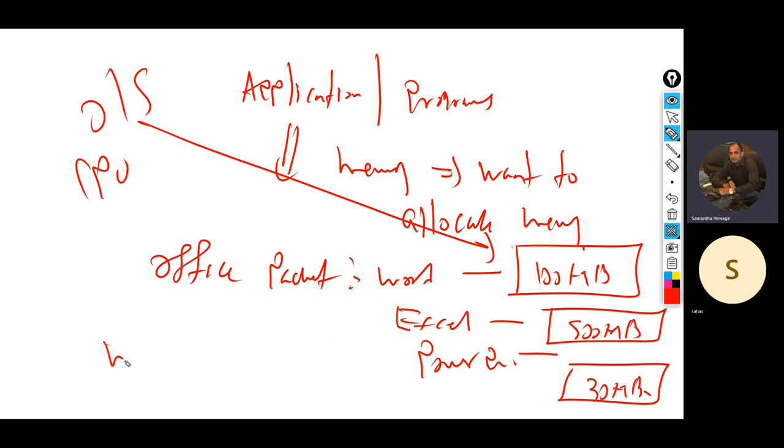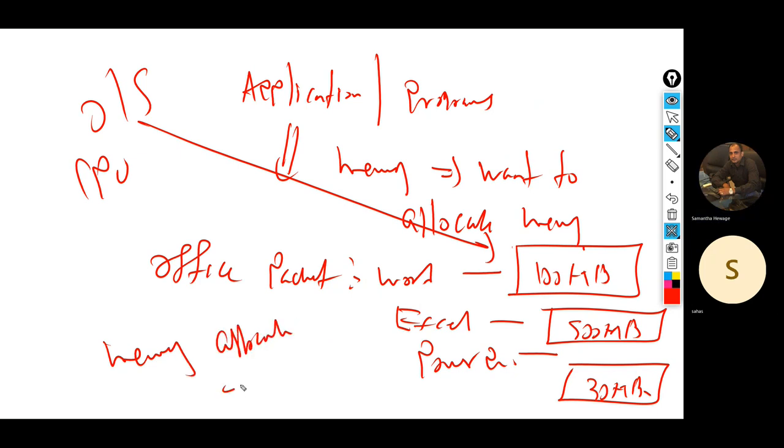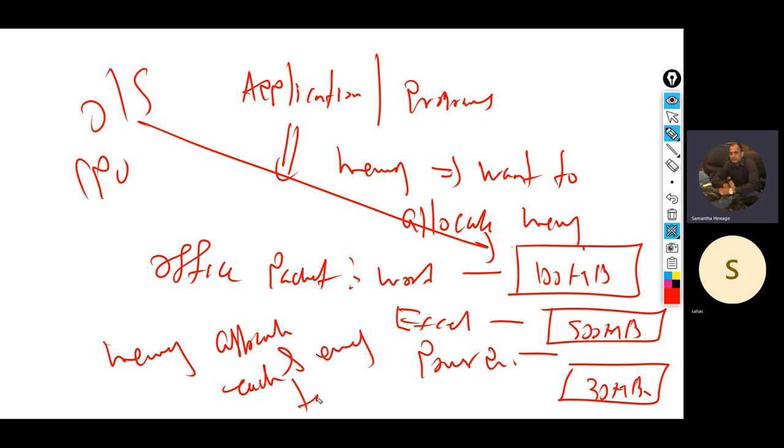So this memory allocation should be done for each and every task in a computer. So that is done by the operating system. That is called memory management. Each and every task, whatever you open, there should be a memory allocated. So that is done by the operating system.